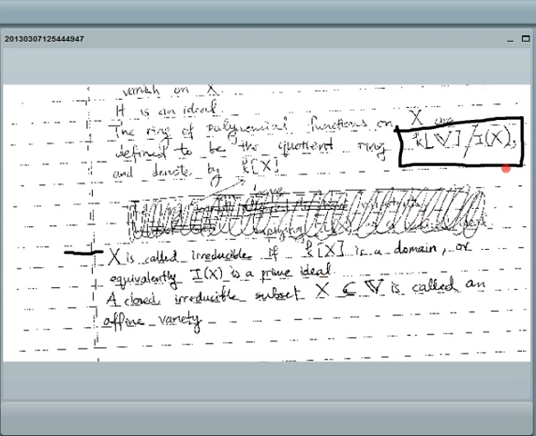Okay, so if the I of X of the set X is a prime ideal, then X is called an irreducible set. And if this set X is a closed set too, the resulting subset X is called an affine algebraic variety. So an affine algebraic variety X is a closed subset of the vector space whose ideal of vanishing polynomials, this is I of X, is a prime ideal.